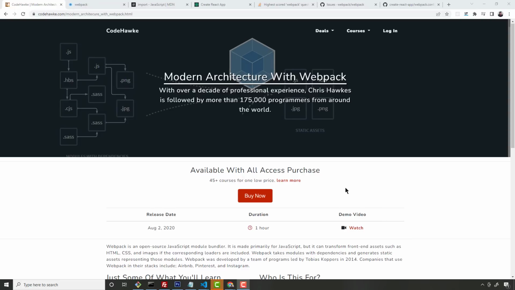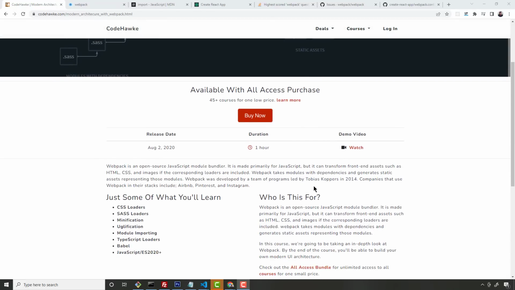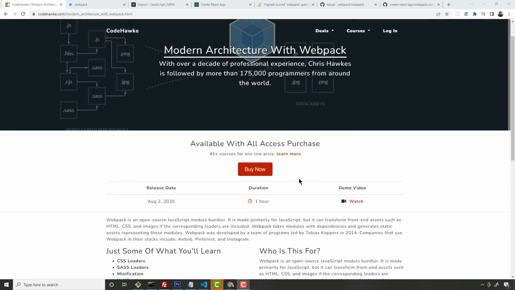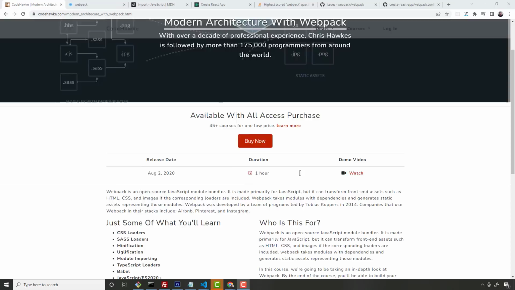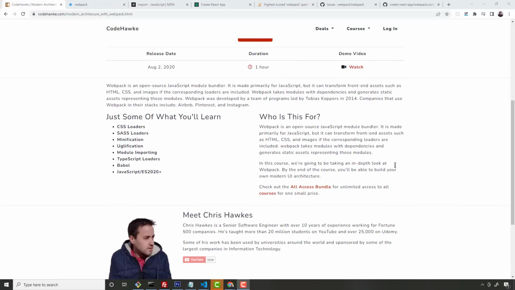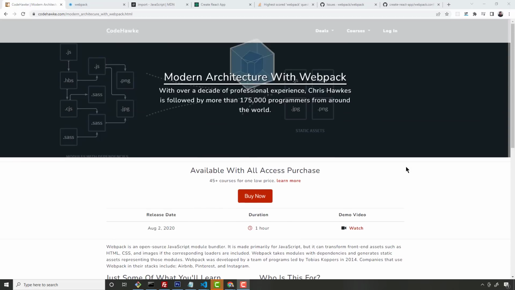I have a course here that's 1 hour long. I feel like it's actually really good when it comes to setting up a modern-day Webpack server, like a dev server, a production environment, your basic loaders, whether it's SASS, image loaders, TypeScript. It's all covered in here, including how to debug.